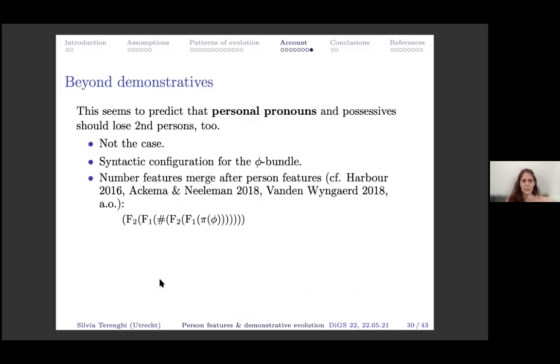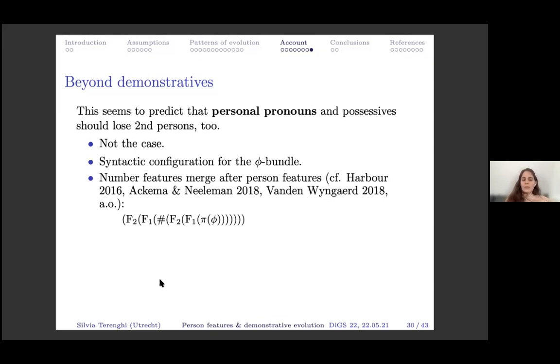I have just a final remark, because this, as is, seems to predict that personal pronouns and possessives should lose second person too, but this is clearly not the case, so this needs to be accounted for. And to do that, I assume that person and number features denote actions on lattices, and this is following Harbour again. And so as such, they are built up syntactically, so one feature, one function at a time under a one feature, one head architecture.